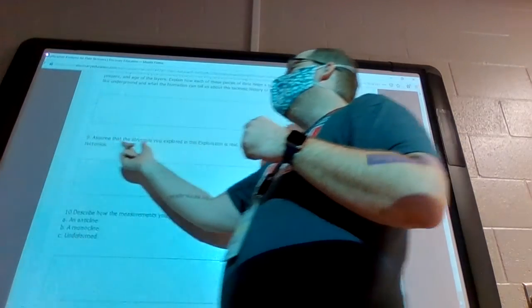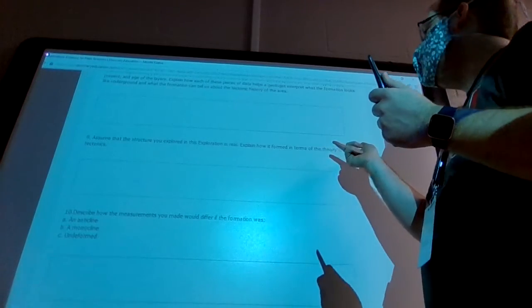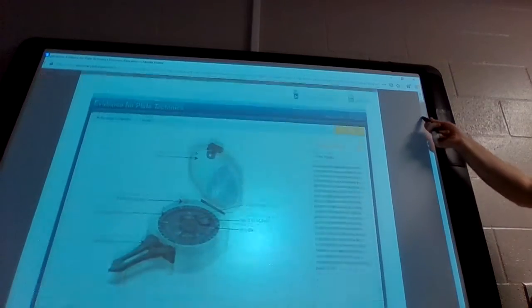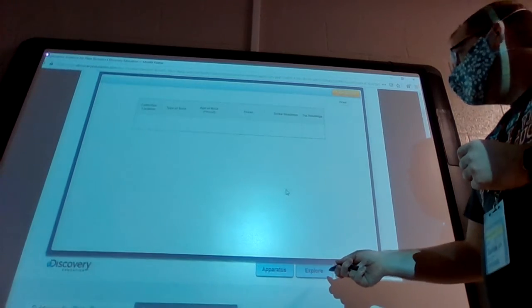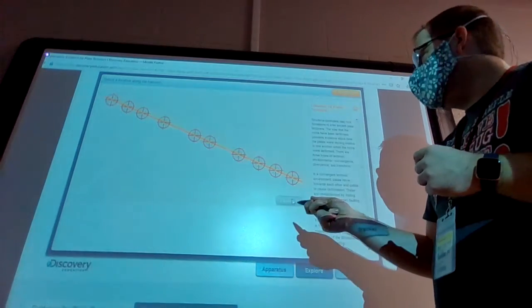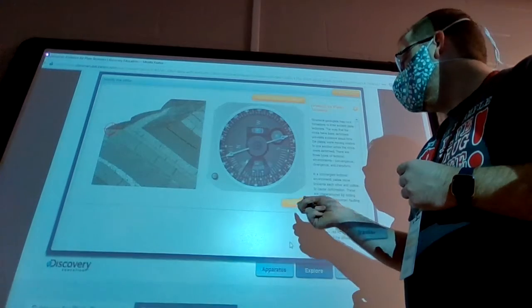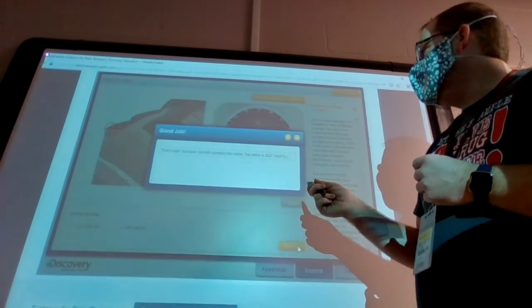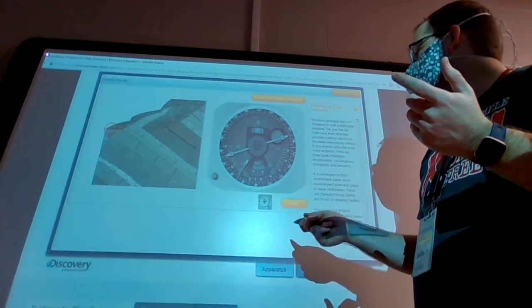Number 9, assume that the structure you explored in this exploration is real. Explain how it formed in terms of the theory of plate tectonics. Let's just go and see real quick what we can do here, because they're not showing us. I don't even have anything collected over here, so I guess maybe I didn't finish it. What am I supposed to do here? Examine, proceed, read. It was 20. Record. That's right. Proceed. There's more stuff to do.